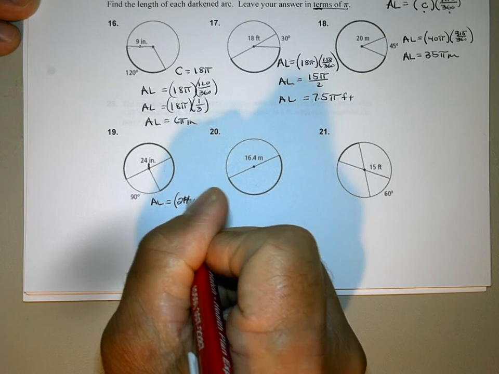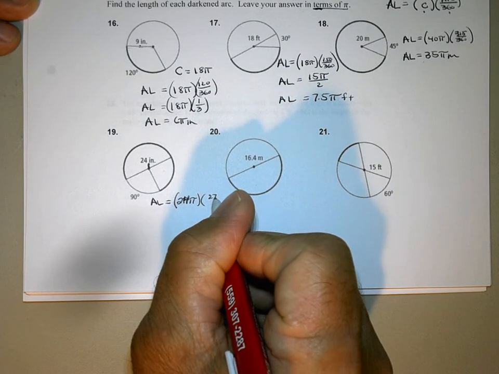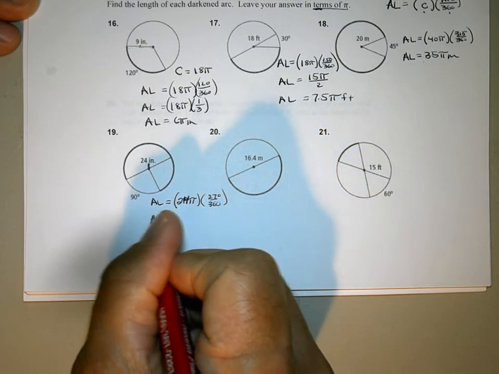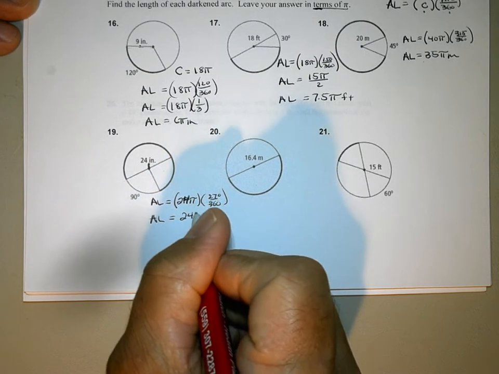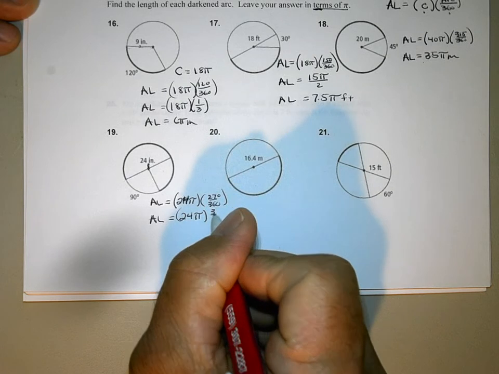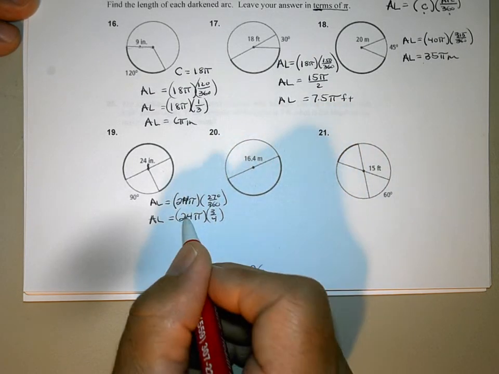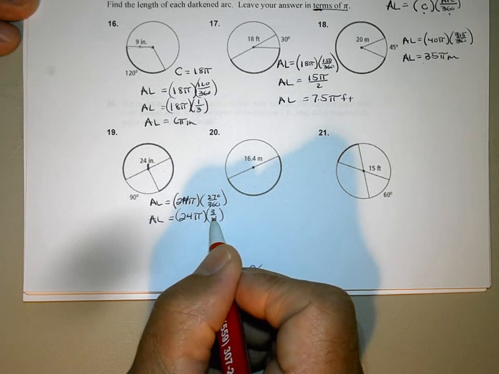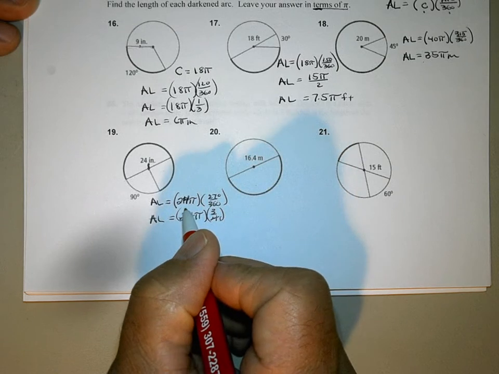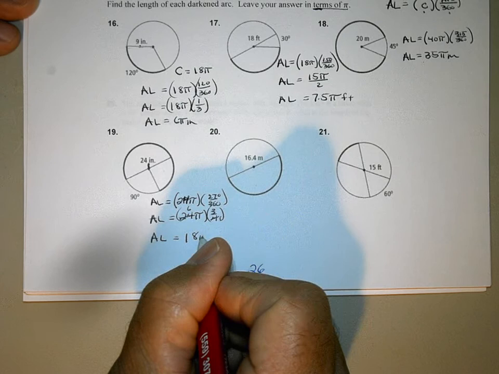24 pi. Hopefully you can remember that's 24 pi. And that's 270 over 360. So arc length equals 24 pi. And 270 is 3/4 of the circle. So 4 goes into 4 once, and 4 goes into 24 6 times. So we get an arc length of 18 pi.